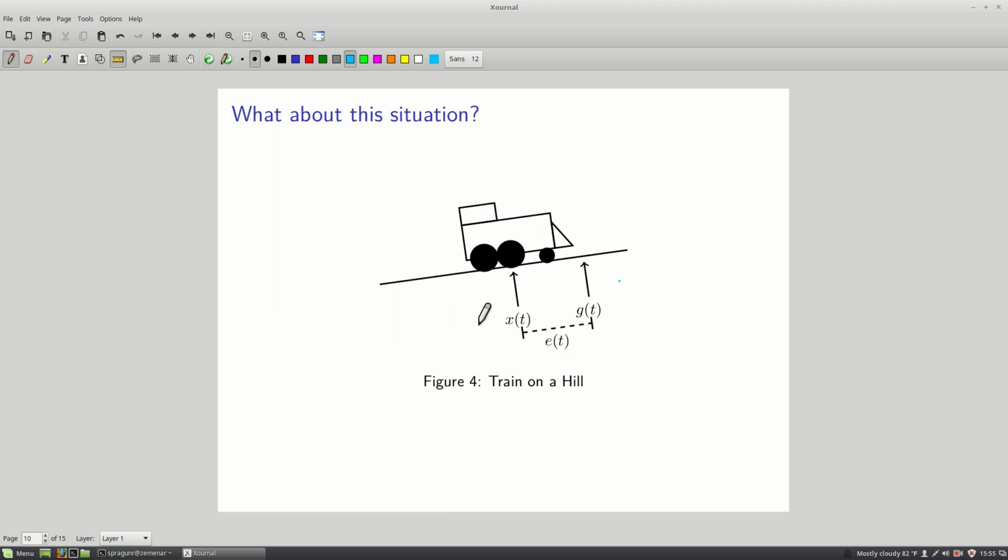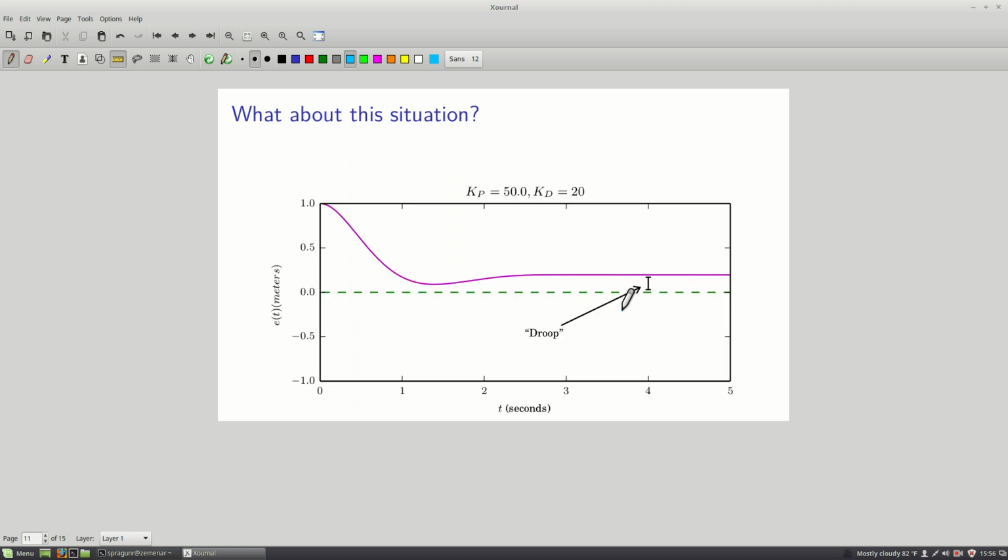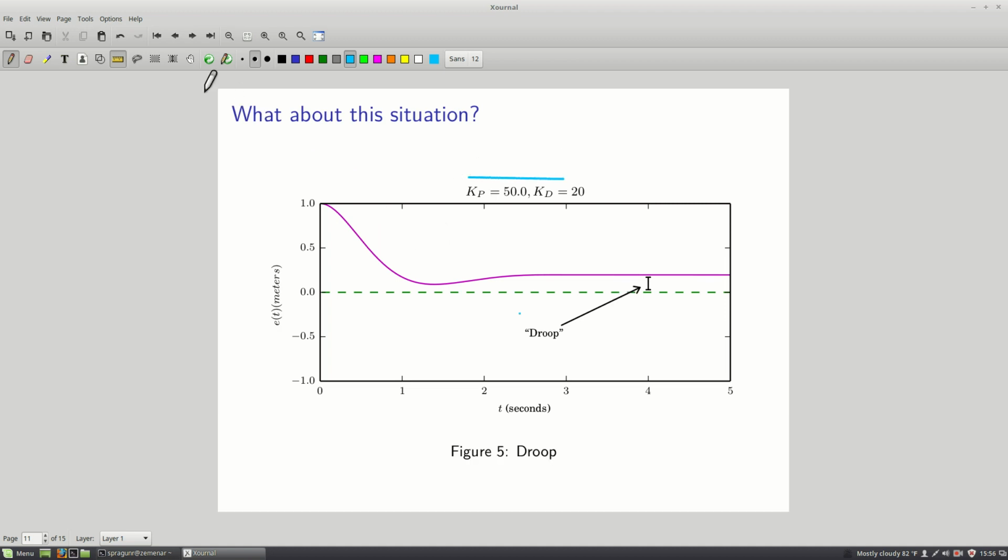Let's look at this situation and see how we're going to handle that. Here, it's basically the same scenario. We have a locomotive. It's trying to work its way to this goal configuration. But now we're moving uphill. And that means that we're moving against the force of gravity. So what will happen if we apply our proportional derivative controller to this system? This is what we'll see. These are the same gain terms we had before.